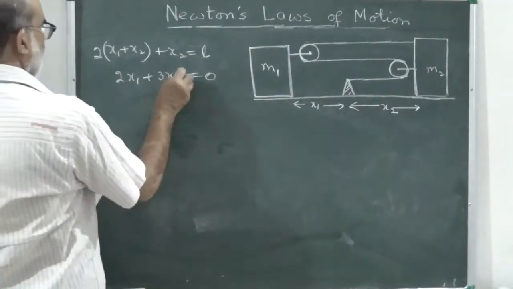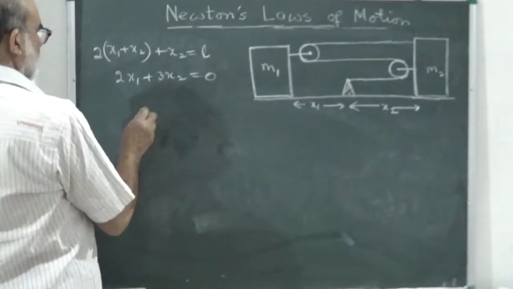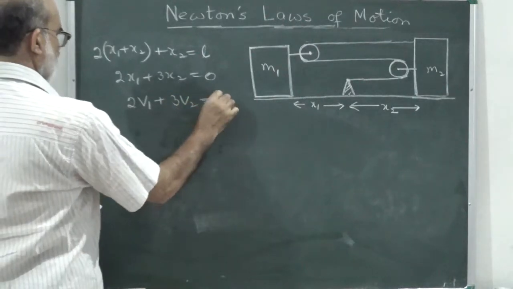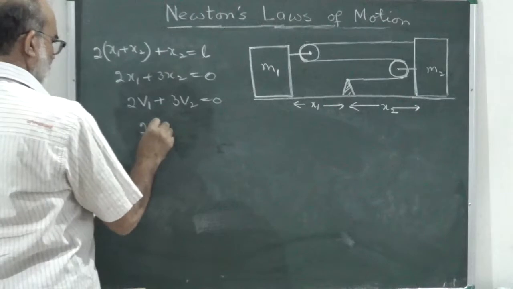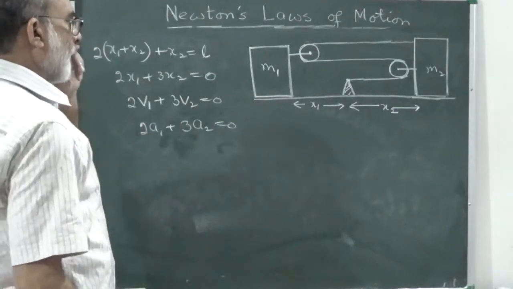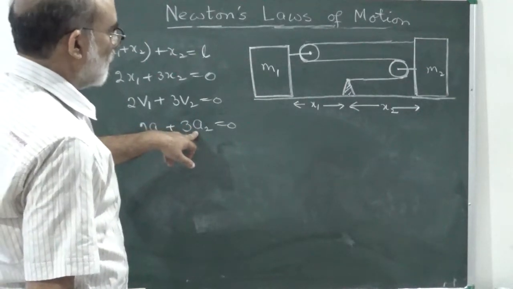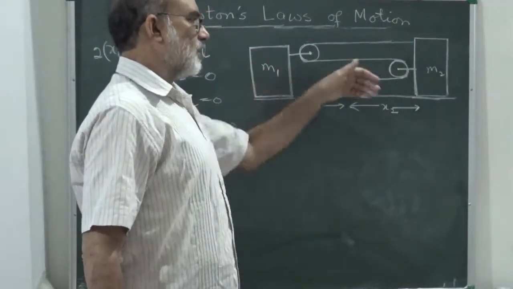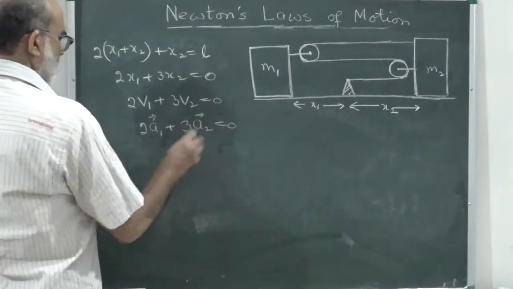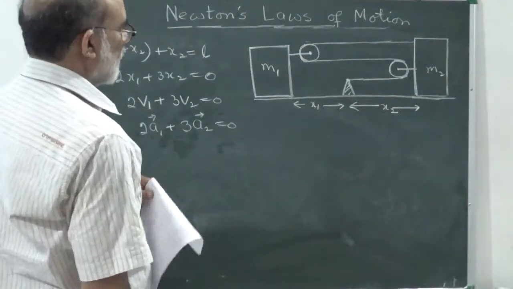Now, in this way, if you differentiate with respect to time, you will get the velocities of m1 and m2, and the accelerations. First differentiating with respect to time, you get 2v1 plus 3v2 is 0. Again differentiating, 2a1 plus 3a2 is 0. In vector form, it means the acceleration of m1 is opposite to the direction of m2. If this moves this way, this will move in the opposite direction. We have just taken the magnitude; you can take the vectors also, which give you the relationship between the directions too. 2a1 is equal to minus 3a2. So this is the relation between the accelerations.